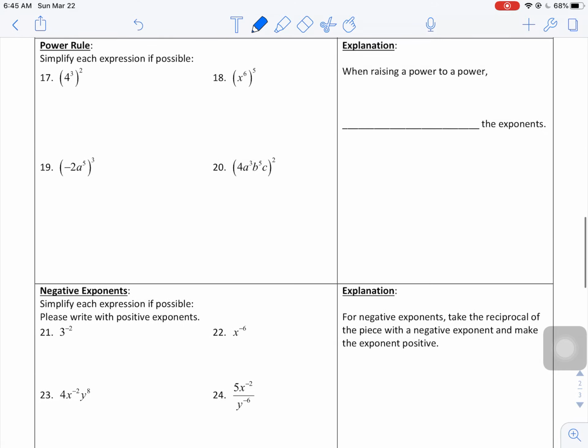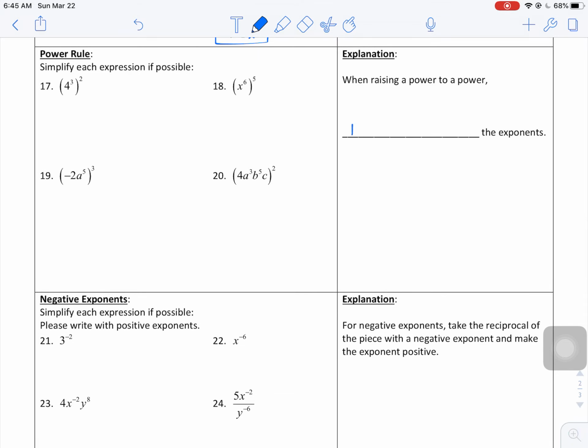For the power rule, when you raise a power to a power, you multiply the exponents. So on 17, since it's 4 to the 3rd power raised to the 2nd power, you do 3 times 2, which is going to be 6. And then, again, we don't usually leave it 4 to the 6th. We usually type that into a calculator and simplify it down to whatever it is. So that's 4,096.